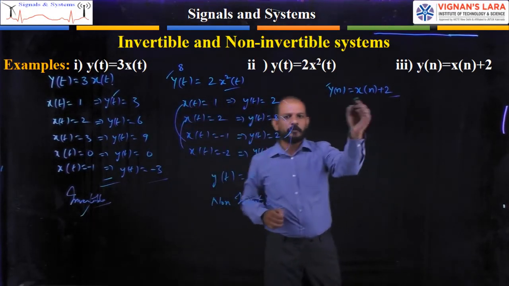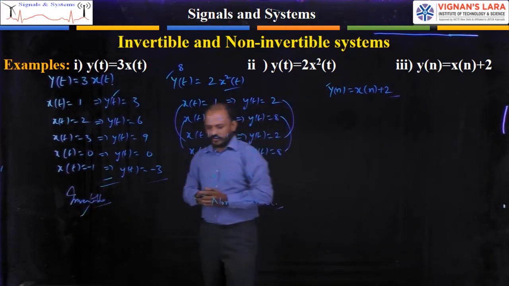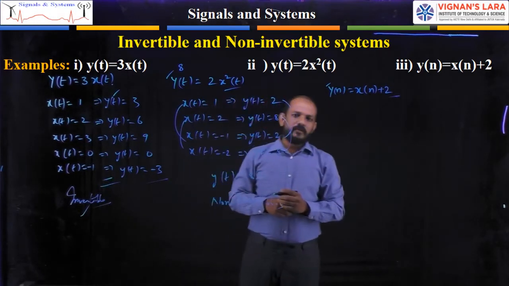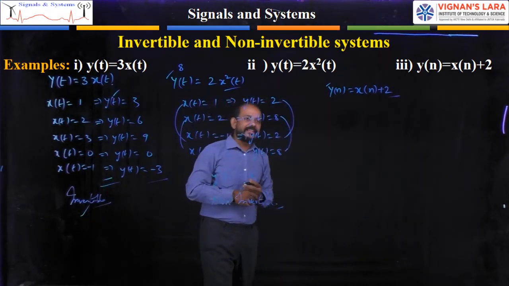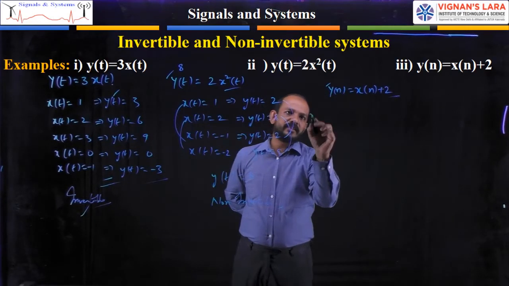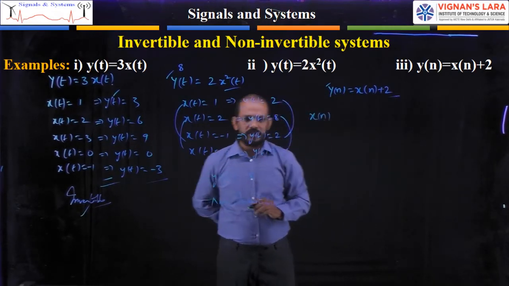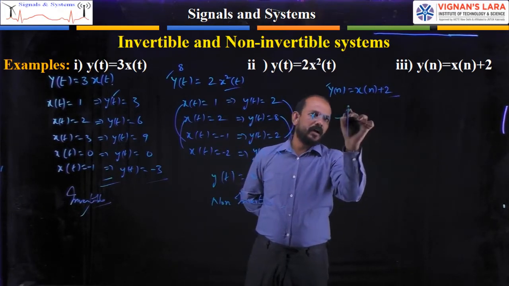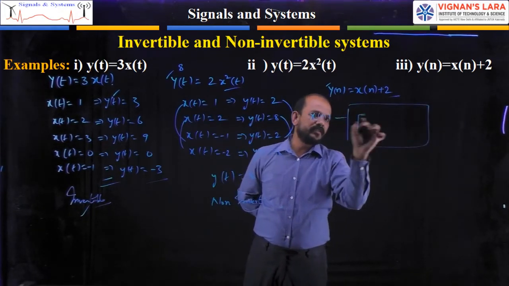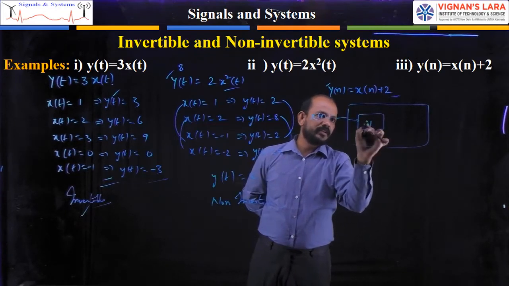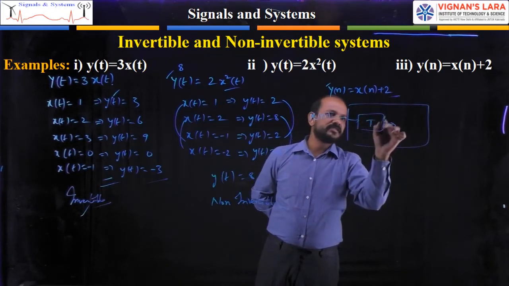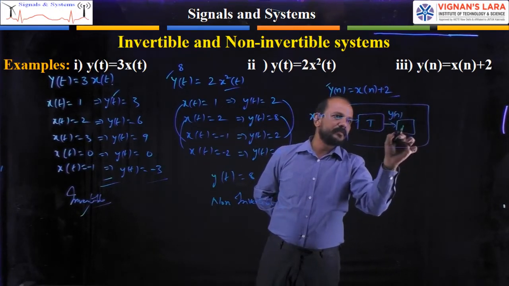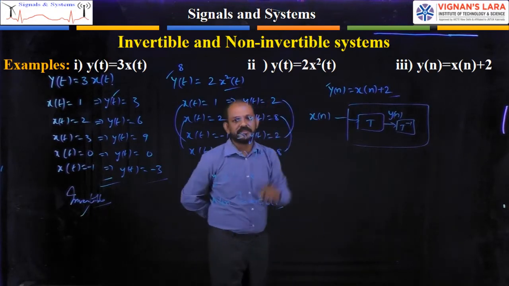Before solving this problem, I will ask you one thing. What will be the input for a discrete time system? The input is represented with x of n. This is given to a composite system. Inside this, we have a system, and the output of this one is considered as y of n, and that is given to another system, that is the inverse system.